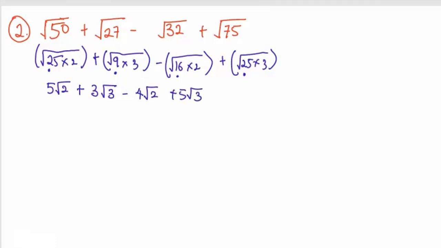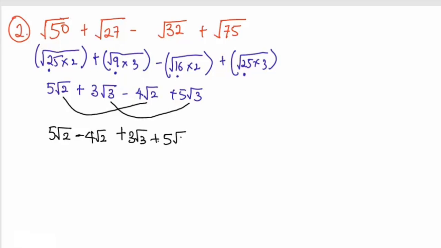Now, if we take a look at these answers, the square root of 2 here will be similar to the square root of 2 here. Then the square root of 3 will be similar to the square root of 3. So I'm going to pair them. So this is 5 root 2. So I'm going to take the other one that has a 2, that's minus 4 root 2, closer. Then the next is 3 root 3 plus 5 root 3.